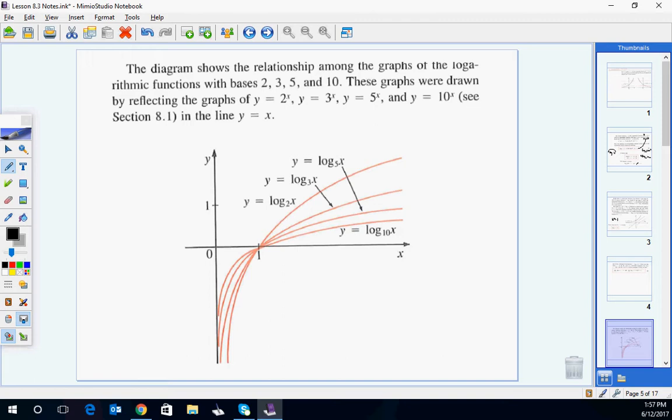Okay, Katie, you want to explain? Essentially, that's what's going to happen. But the big thing is let's think about this for a second. 10 to the something, right? If I wrote this in exponential form, it's this, right?